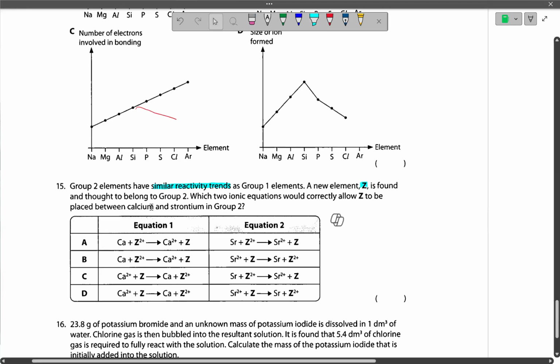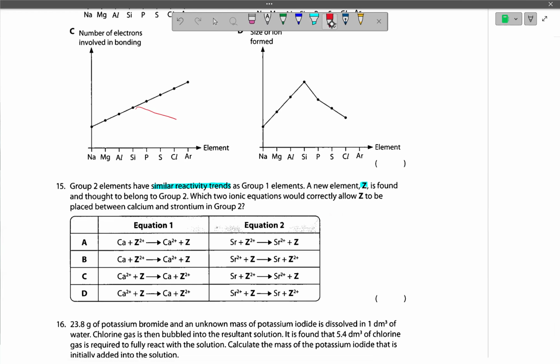How do you know Z can be between calcium and strontium? Calcium is above strontium. Strontium is below, so strontium is more reactive than calcium. And Z must be more reactive than calcium. So basically, strontium displaces Z, Z displaces calcium. Okay, answer is C. There's no other choice already.